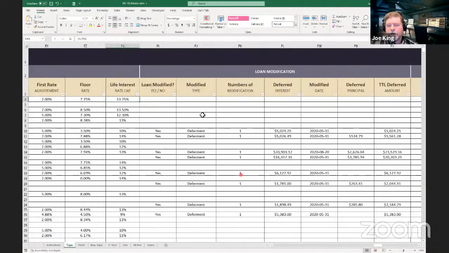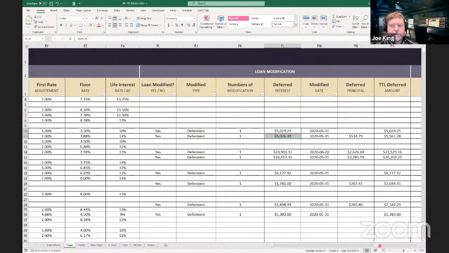So we have loan modifications. Do they have loan modifications on them? We have a few in here that are yes, and I'm pretty sure that all of these that are yes are probably more than 360 payments. So you just got to be aware of that. And then if they do have loan modifications, what's going on? In this case, they're saying that there's a deferment of interest, and it gives you a date when they were modified. So that's all good information.